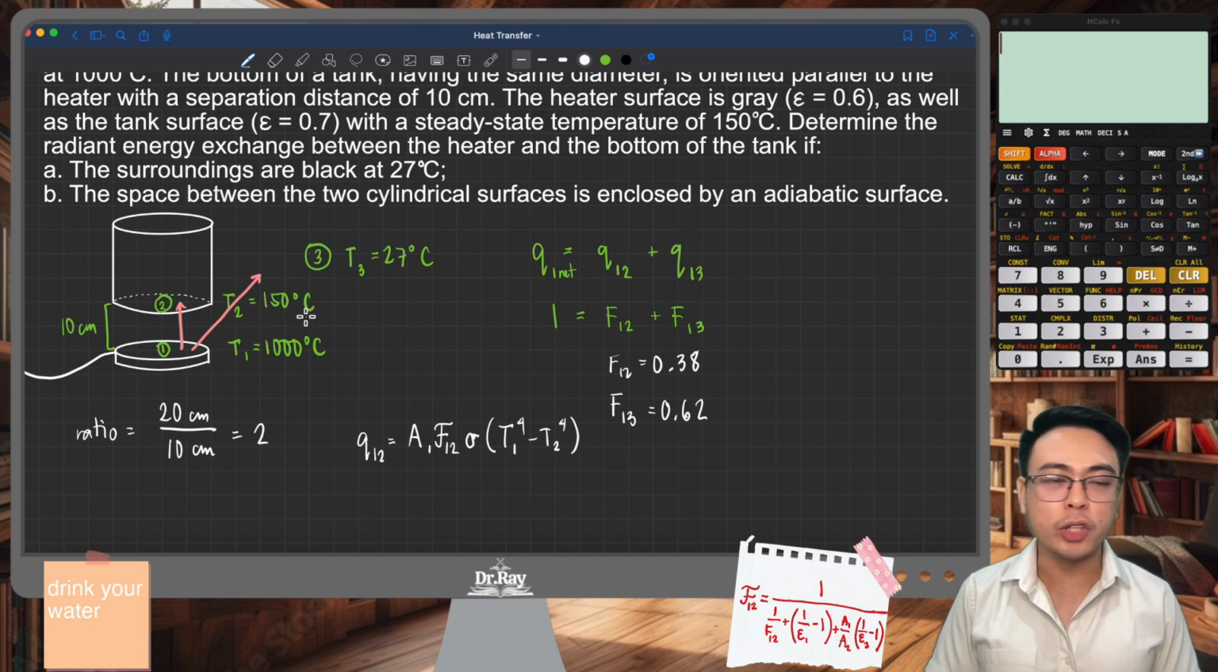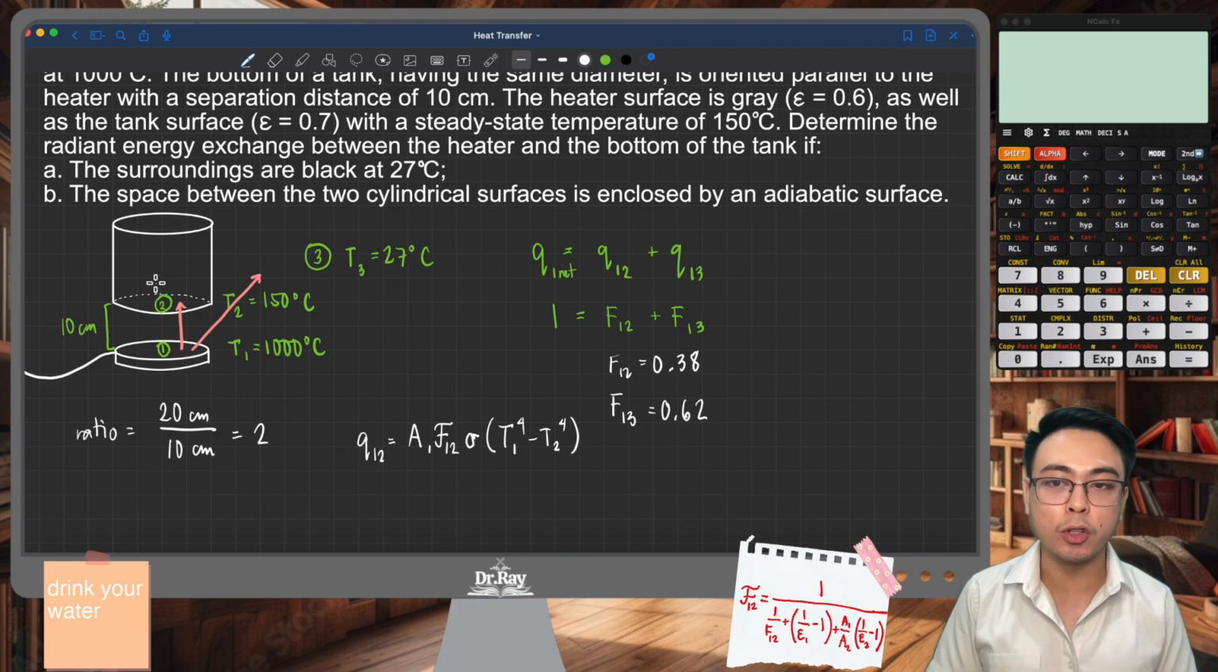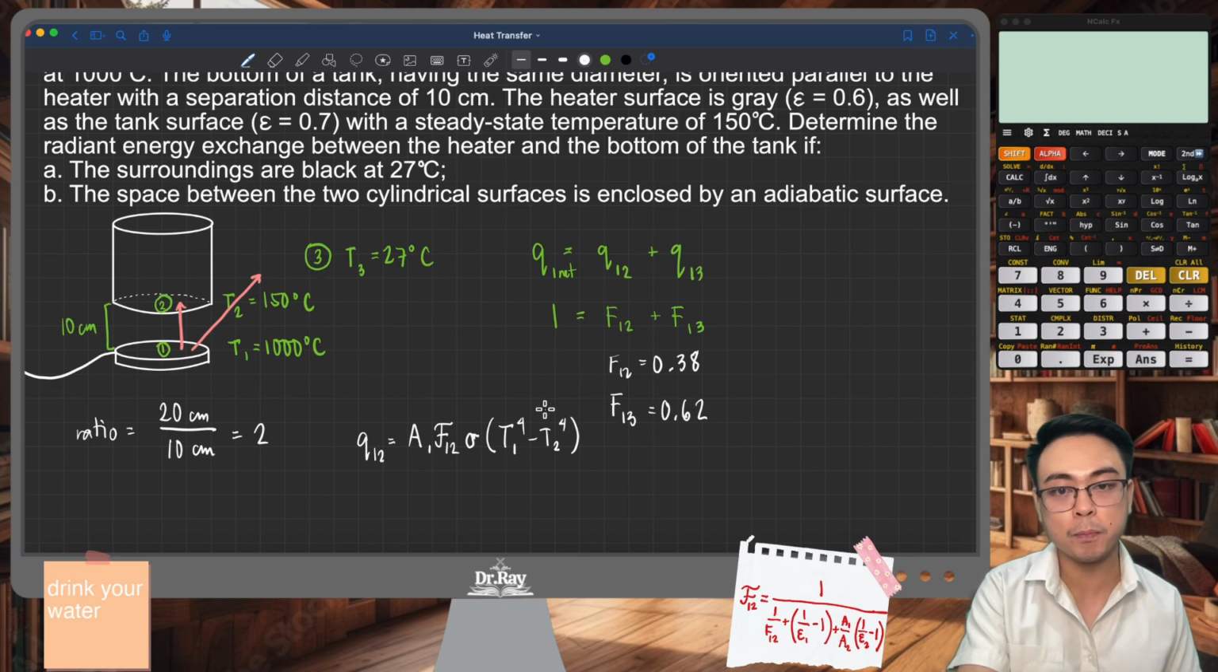Okay, we don't have to solve for Q13. We're only going to solve for this if we are looking for the net rate of heat transfer coming from surface 1 to both surface 2 and the surroundings. So this is the equation that we will use.